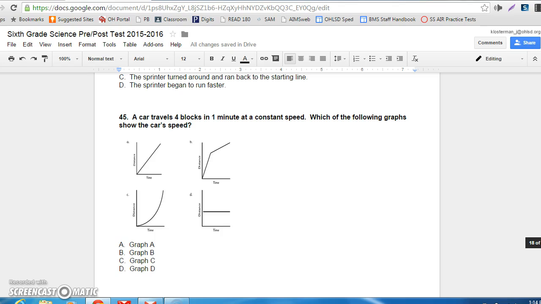45. A car travels 4 blocks in 1 minute at a constant speed. Which of the following graphs show the car's speed? A. Graph A, B. Graph B, C. Graph C, D. Graph D.